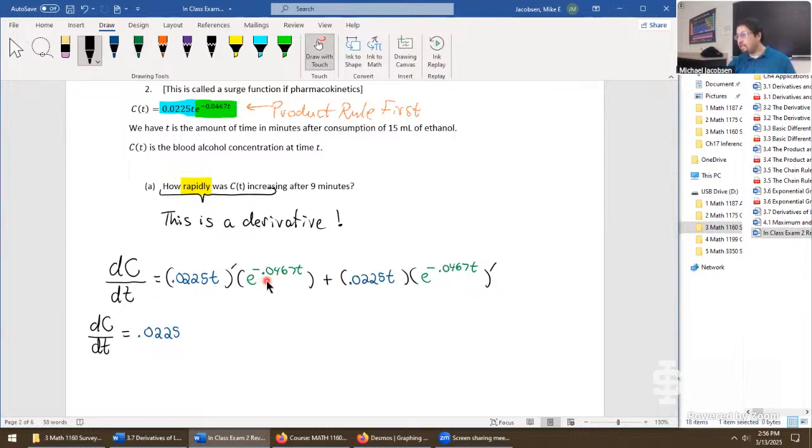Copy this in directly, e to the power negative 0.0467t. More copying, plus 0.0225t. And another challenging derivative, but we're getting better at this. We've given it some good practice already today. This right here is the inner function, derivative 2. And this one right here is the outer function, derivative 1.